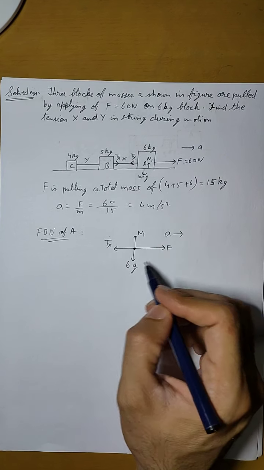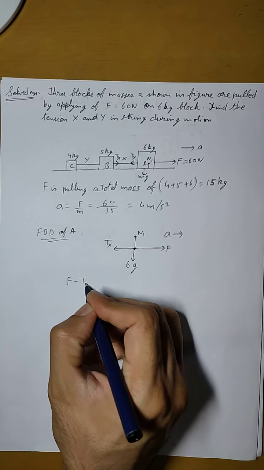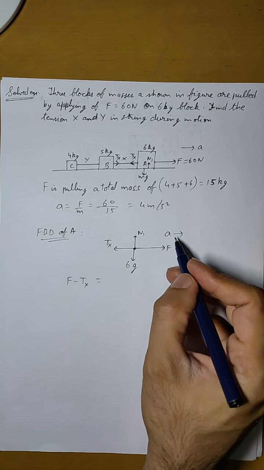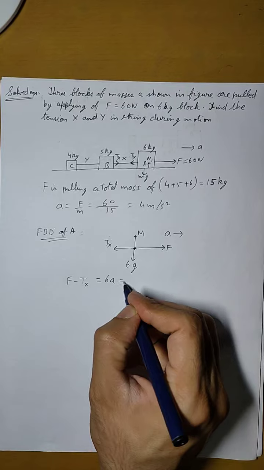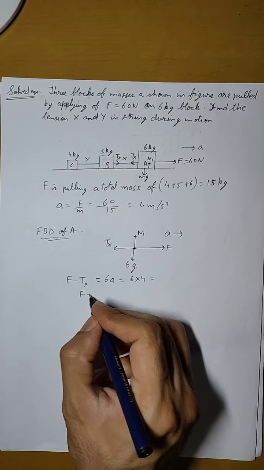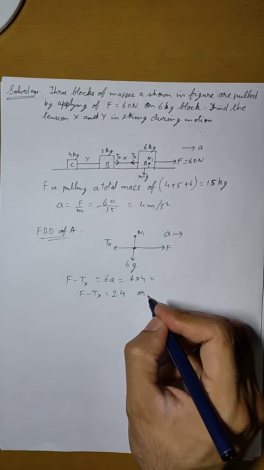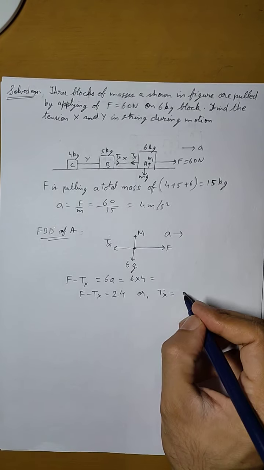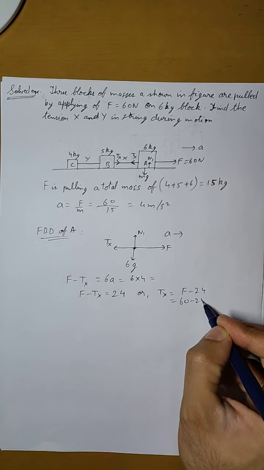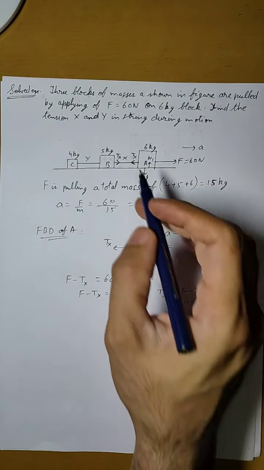If we make the equation of this body, it will be F minus Tx equals ma. So m is 6 into a, and a we have already calculated as 4, so it will be 6 into 4. So we have F minus Tx equals 24, or we can write Tx equals F minus 24. F's value is 60 Newton, so it is 60 minus 24, and this is equal to 36 Newton. So this will be the value of Tx.